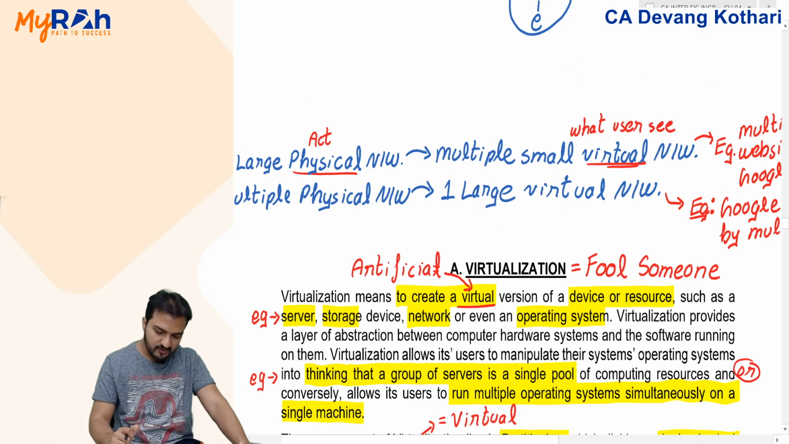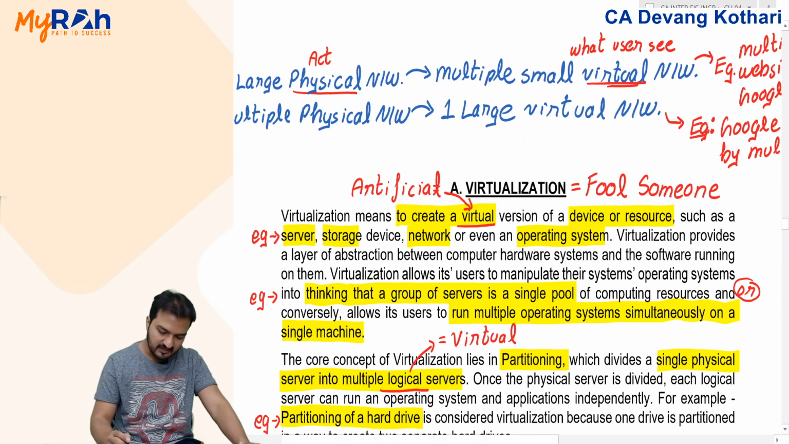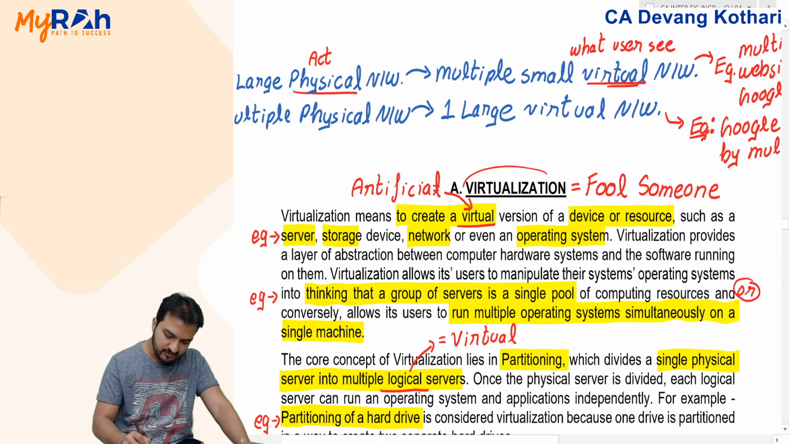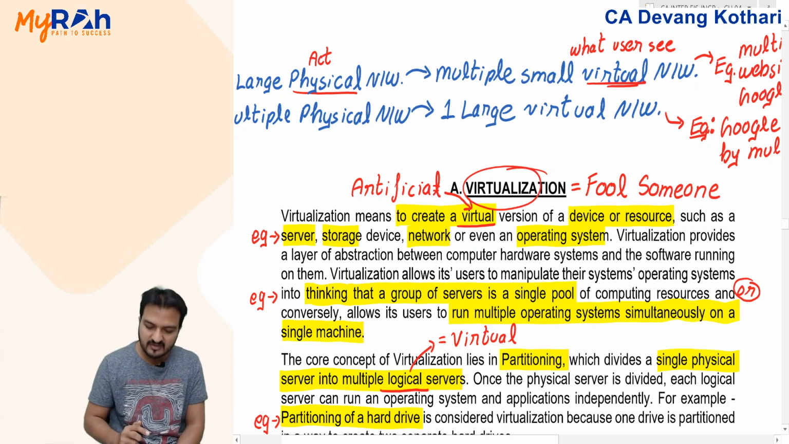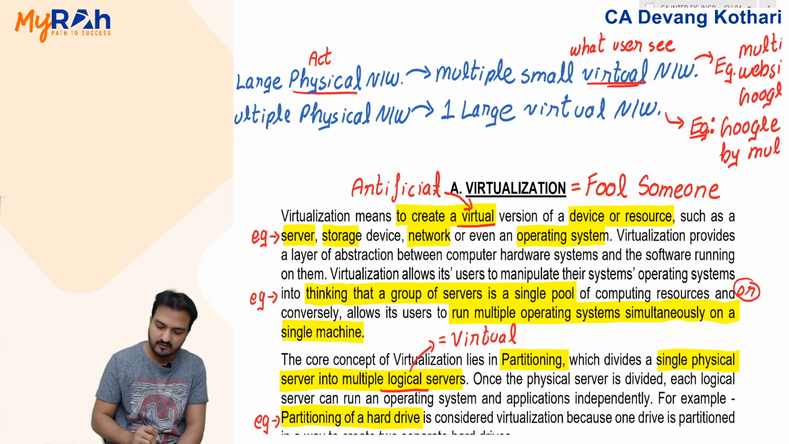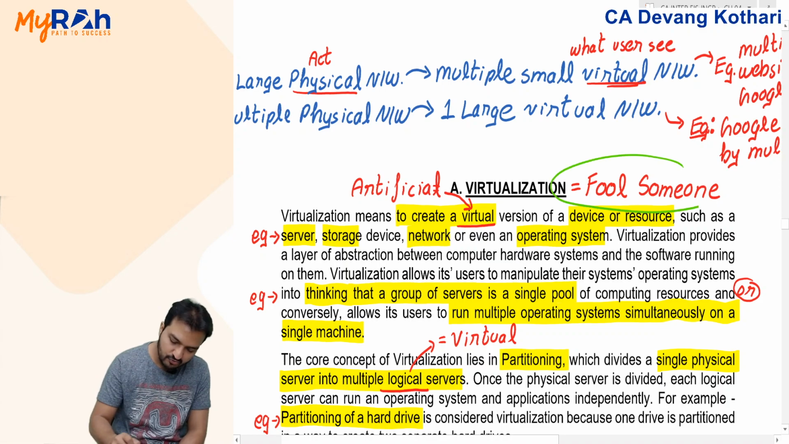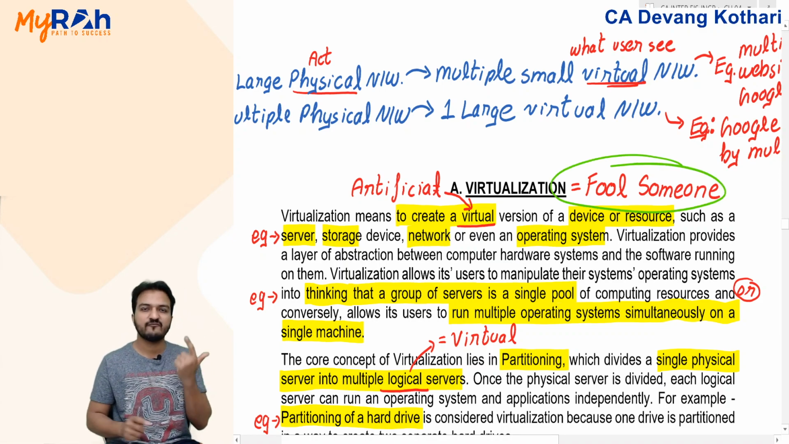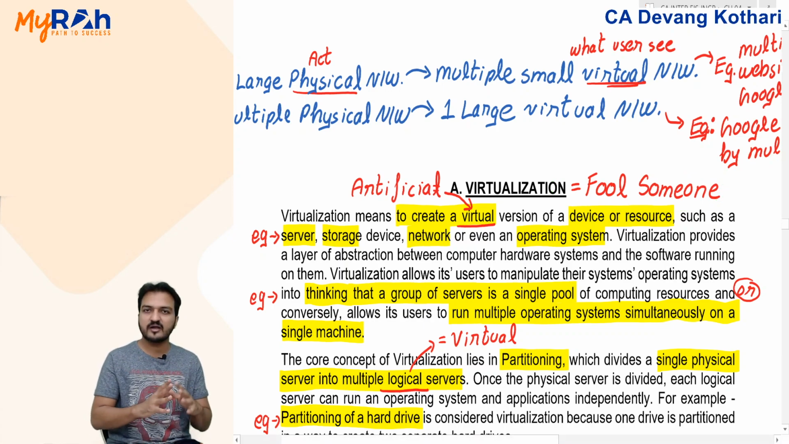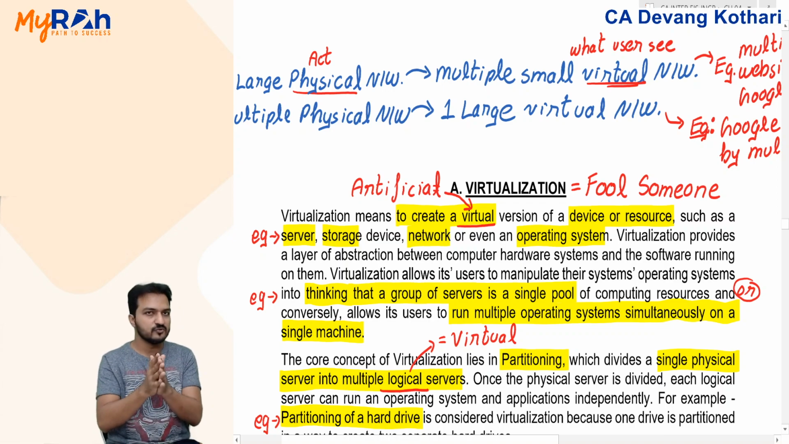Now for virtualization, I gave you two examples. The word virtual is basically artificial, and the concept of virtualization always refers to the concept where you try to fool someone. Remember virtual memory, remember virtual private network. In all cases you are trying to fool someone. So in general, virtualization means to fool someone.